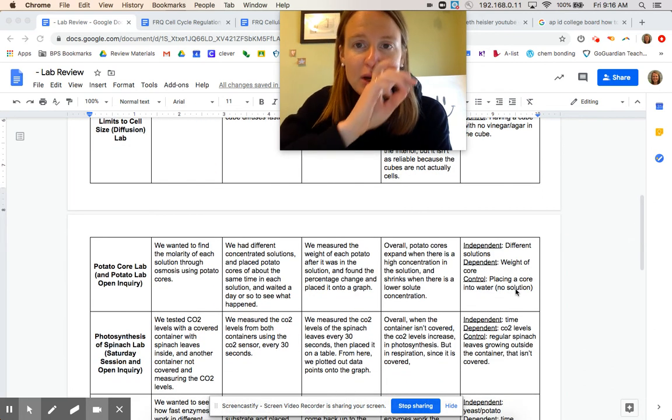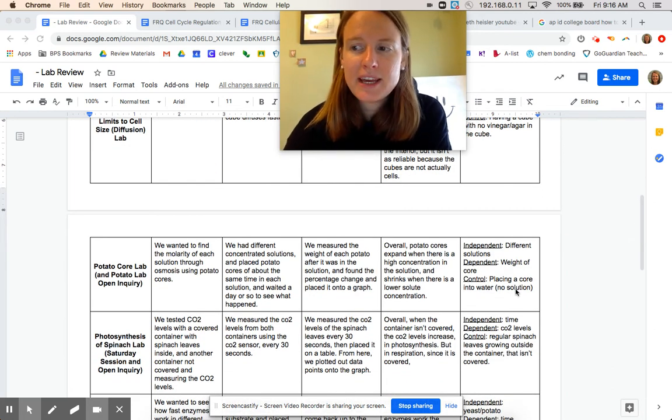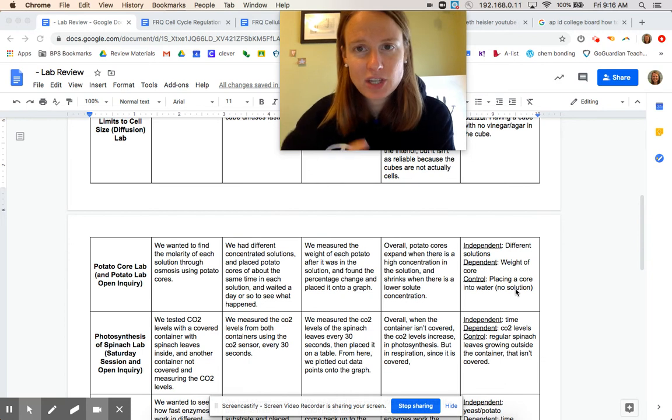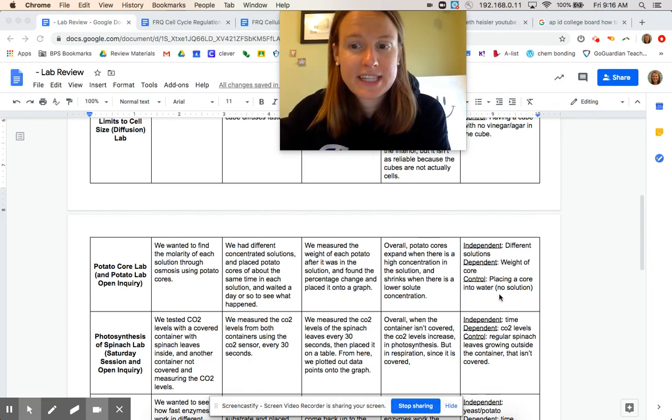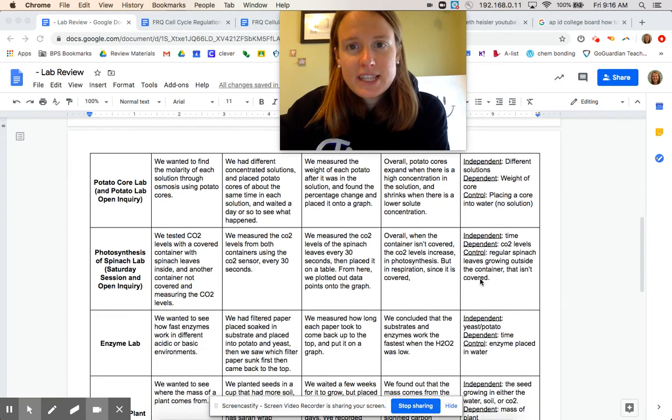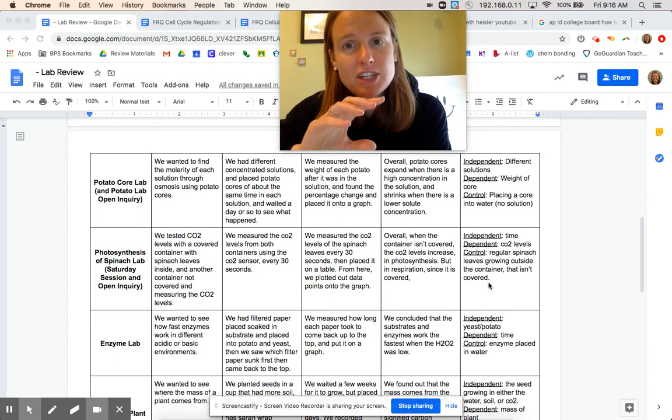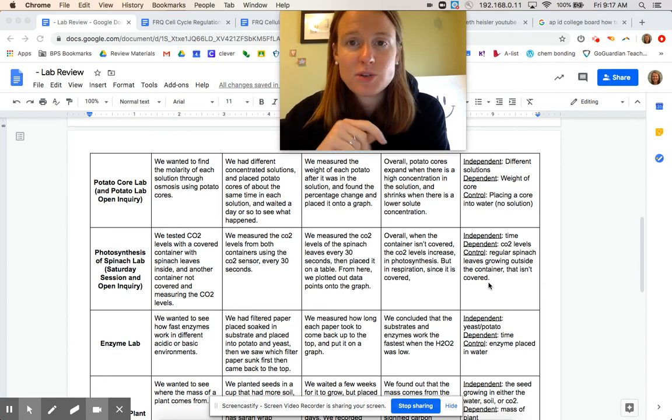Potato core lab could have been putting the potato core in straight water so that you have kind of like a reference point. That's fine. That's a valid control to have listed. Photosynthesis spinach lab from the Saturday session, it was really the spinach being in the dark because that showed us the rate of CO2 production from the spinach leaves without photosynthesis happening, so that we knew how much CO2 was actually produced by photosynthesis once we turned the light on.